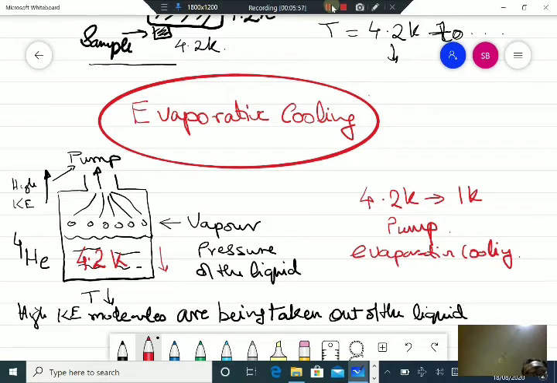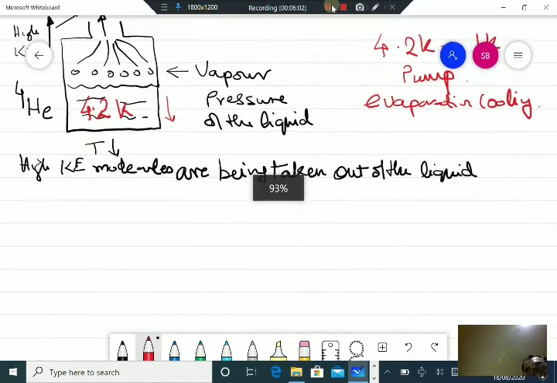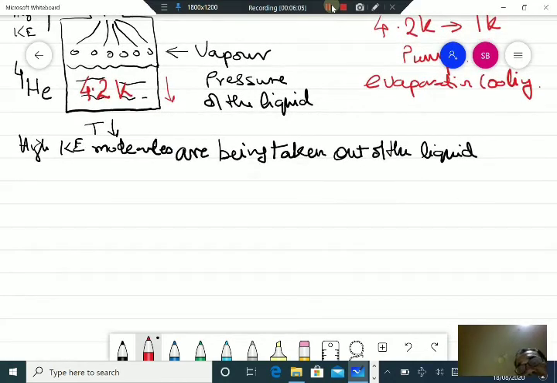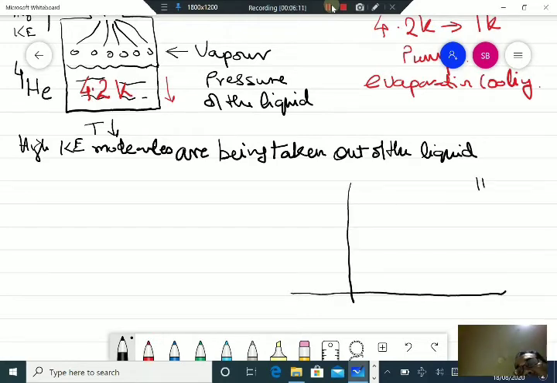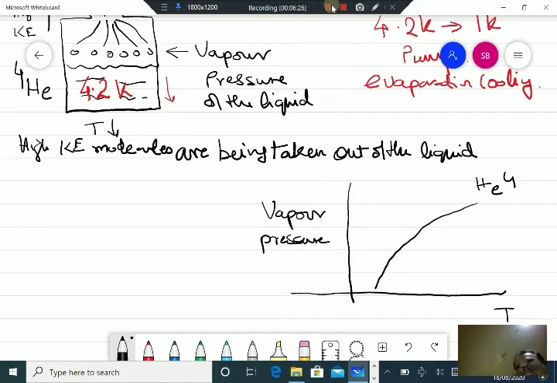So this is the process of evaporative cooling, and in this process of evaporative cooling the limit is set by the vapor pressure. Namely, say if you look at it for helium-4, the vapor pressure as a function of temperature, namely what is the pressure of the molecules which are above the surface of the liquid, this vapor pressure actually goes to almost zero by around 1 Kelvin. At a temperature of around 1 Kelvin, the vapor pressure is almost zero of the liquid.